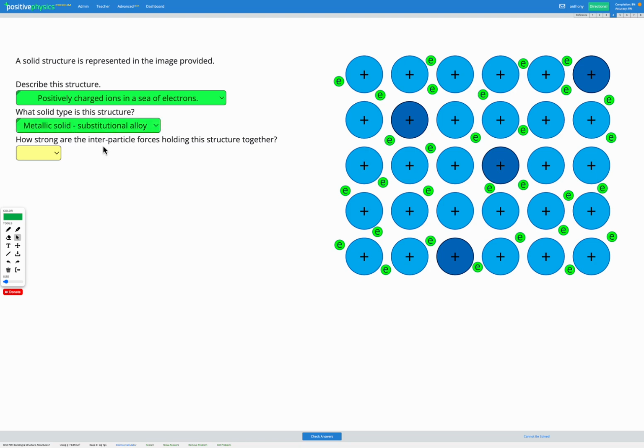The final question asks, how strong are the interparticle forces holding this structure together? Well, we have positively charged metal ions and we have negatively charged electrons. And since these are oppositely charged, these all have strong attraction towards each other and we have strong interparticle forces holding this structure together.